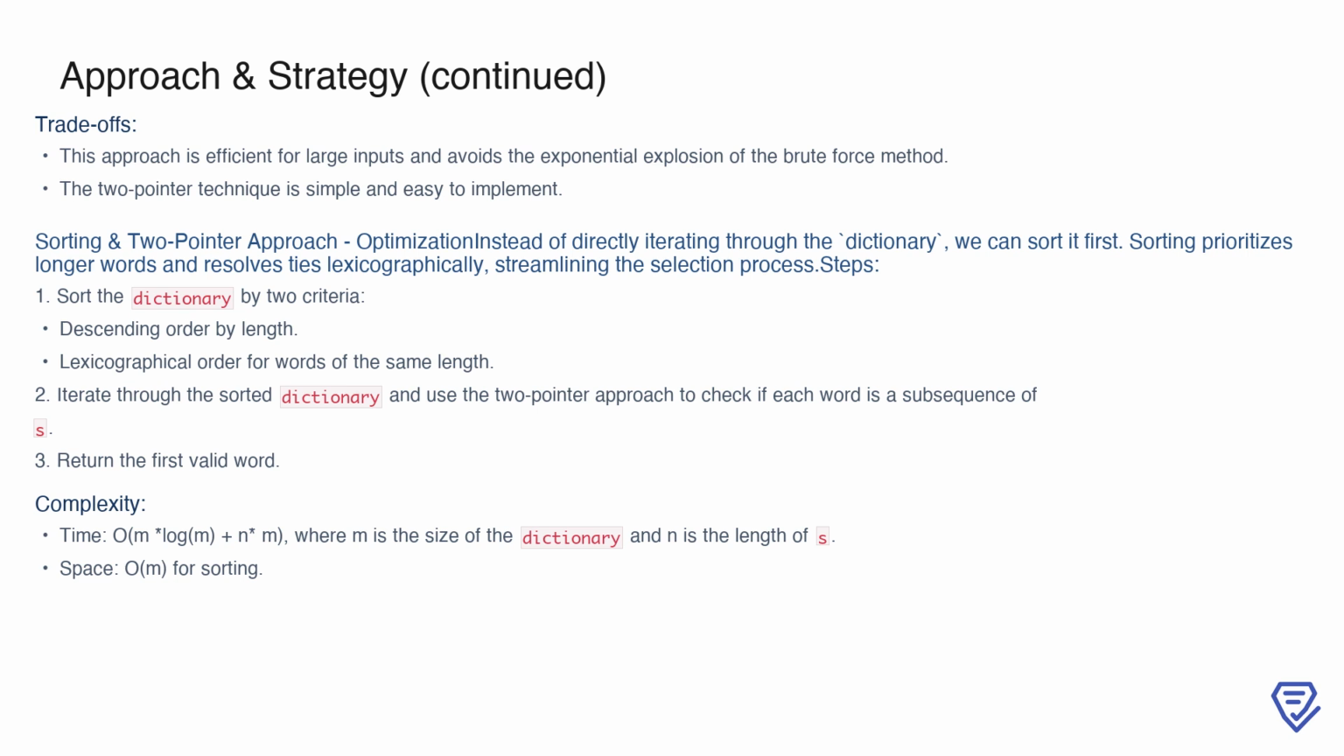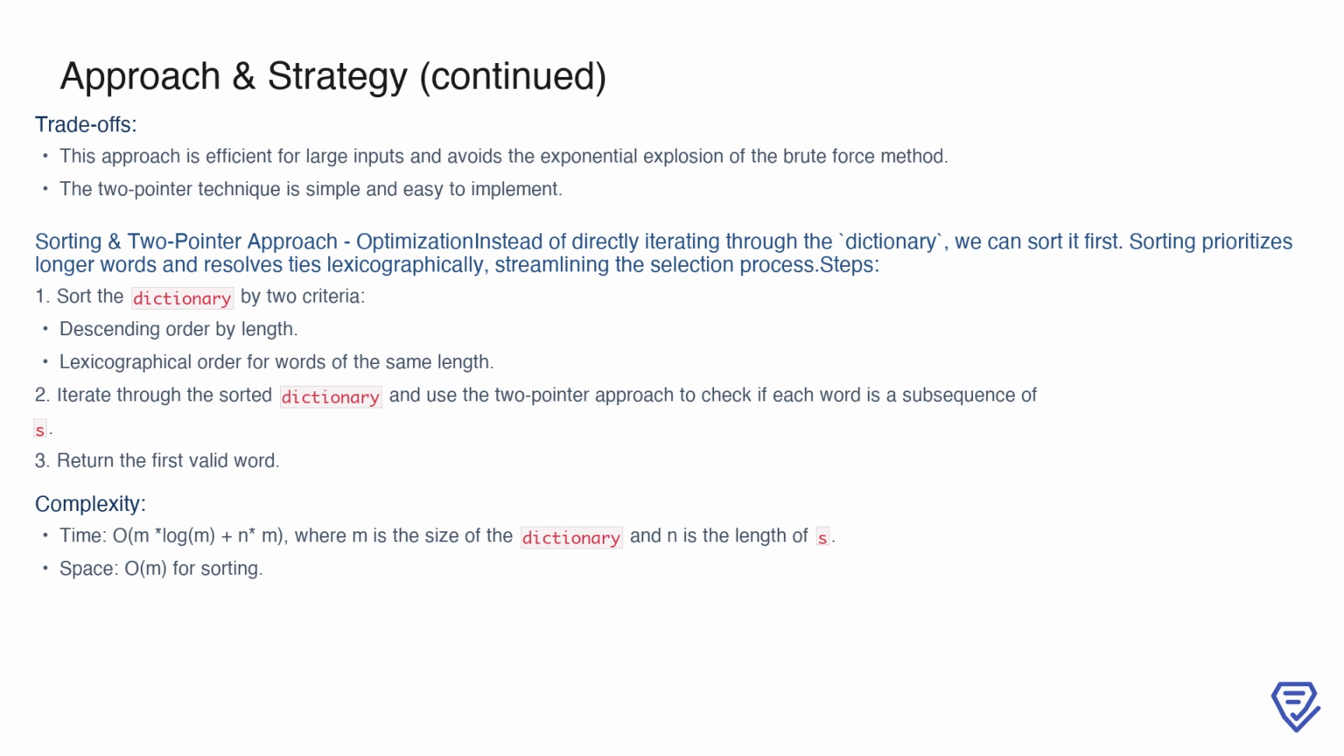Once sorted, we can iterate through the dictionary and use the two-pointer technique to check if each word is a subsequence of s. The benefit of sorting is that the first valid word we encounter will automatically be the longest and, in case of ties, the lexicographically smallest. While sorting adds a pre-processing step, it streamlines the logic for selecting the result, making the solution more elegant.